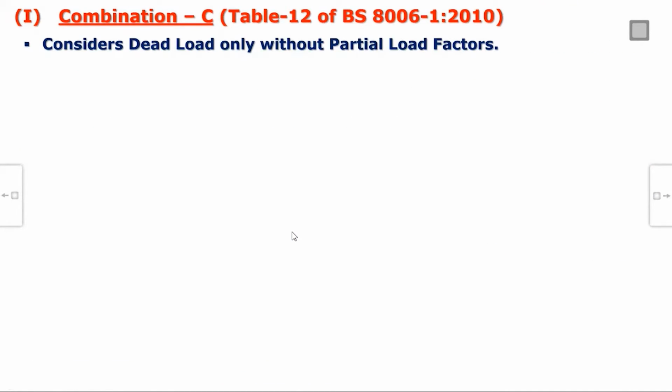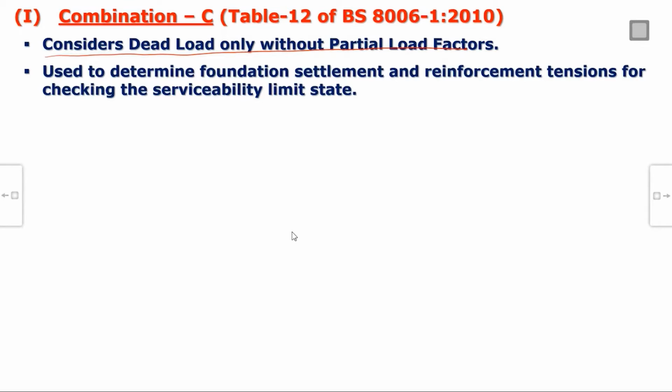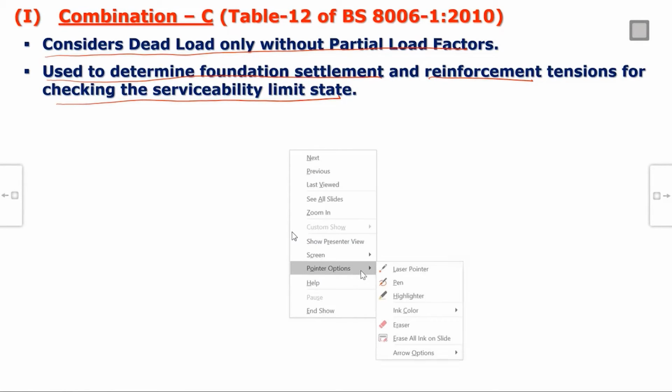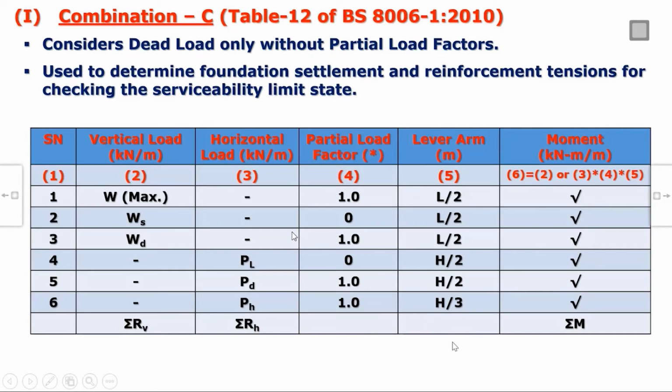Combination C says consider only dead load without partial load factor. Only dead load, that too without partial load factor. It is used to determine foundation settlement and reinforcement tension for checking the serviceability limit state. So we will only take dead load, we will not apply partial factor of safety, and then use this load combination. Of course, external stability we will do, and we will also use it while calculating settlements. In internal stability check, we will not make use of combination C.